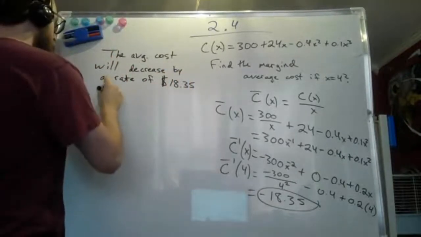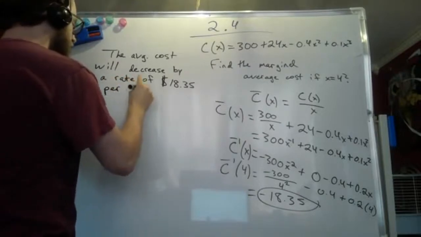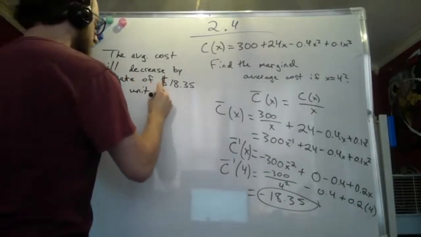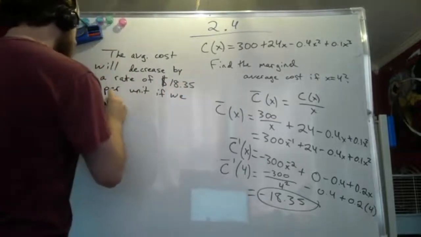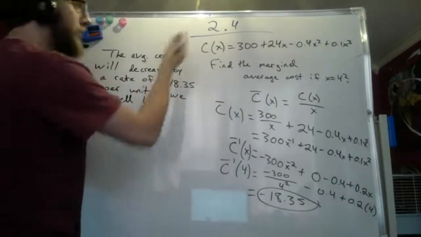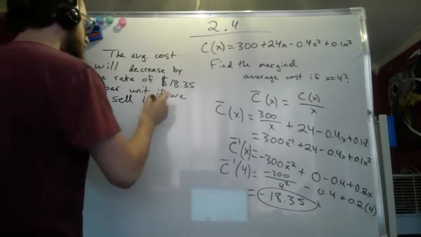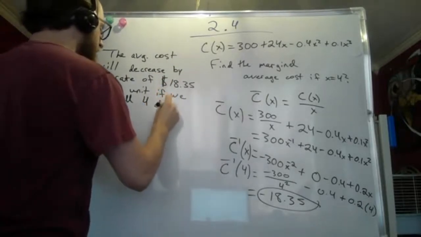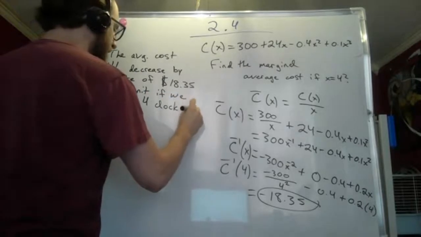$18.35 per unit if we sell 4 units. Or in this case, I think the problem said it was clock radios. So 4 clock radios.